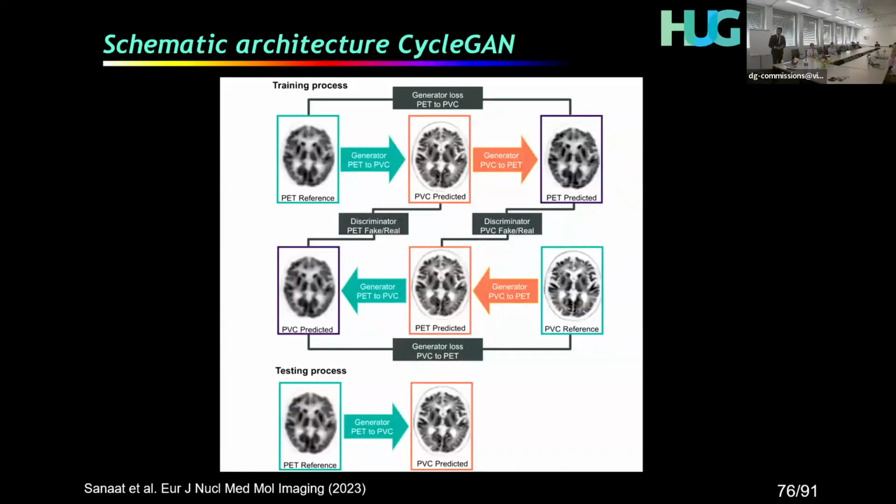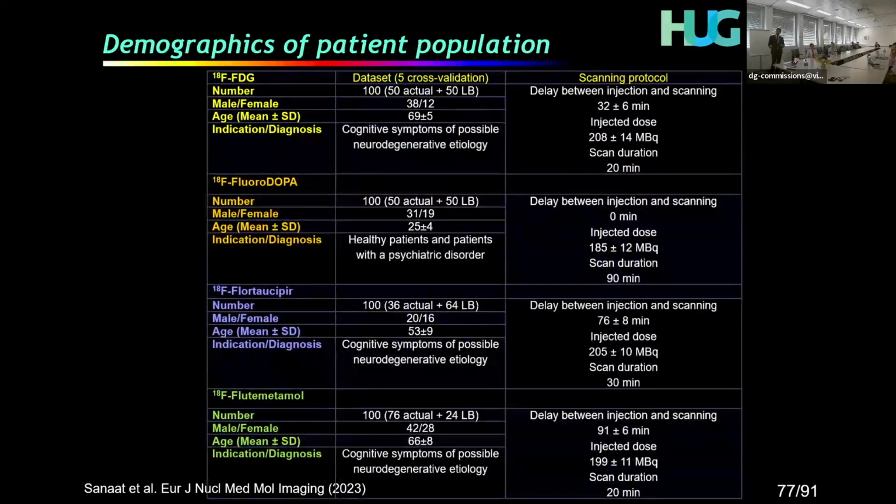So basically, we train a CycleGAN model to go directly from the non-partial volume corrected images to partial volume corrected images. We train our model on a multi-tracer dataset, including FDG, dopamine, tau, and amyloid. And we also applied our Laplacian blending method to increase the number of datasets.